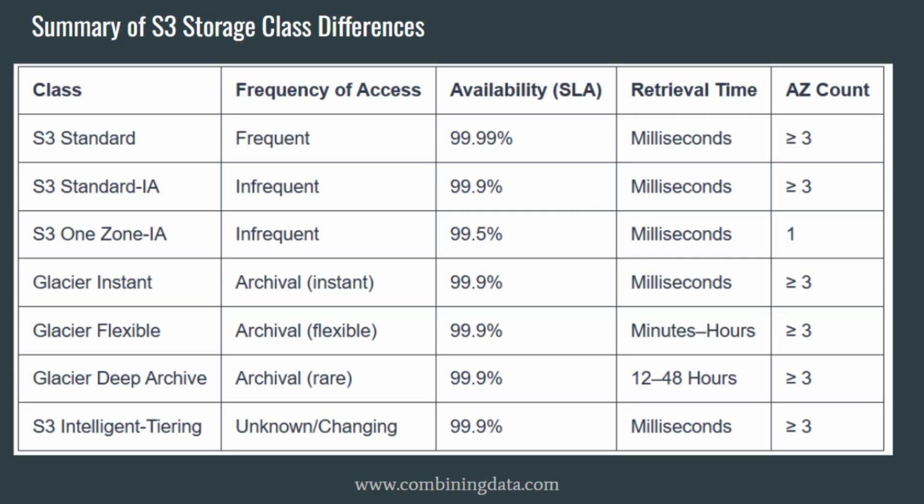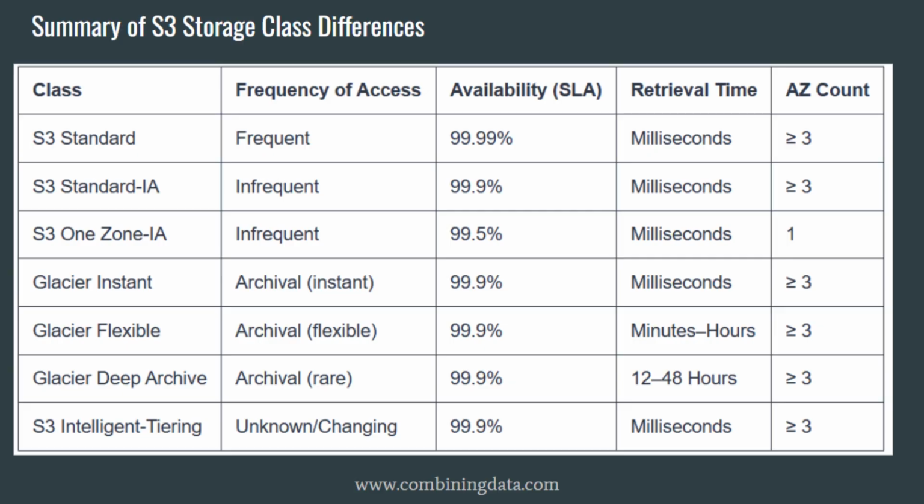This class is meant for data that is not accessed often but still needs to be retrieved immediately when required. It has slightly lower availability at 99.9%, still delivers millisecond access, and stores data across multiple availability zones. It is commonly used for backups, disaster recovery data, and older logs.